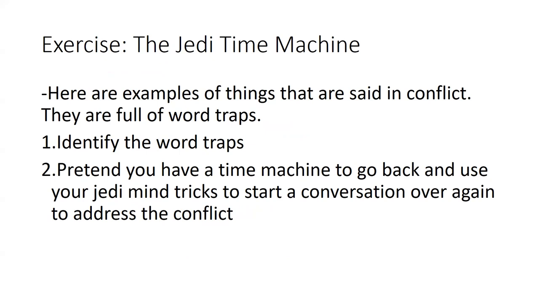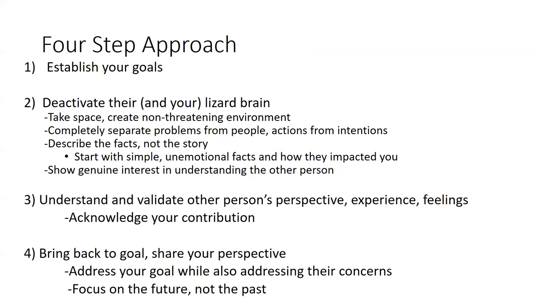And in the breakout groups, they will be posted as a link, and we'll have breakout groups on Zoom as well. There are six scenarios that are listed here. I'd like you to take 35 minutes to go through these six scenarios. In these six scenarios is a brief vignette, and then there is an example response of things gone awry. And what you have to do with that example response is underline the word traps that you identify, things that will deliberately make this conversation a lot worse. And I want you to rephrase it using the Jedi mind tricks and using the four steps: establish your goals, deactivate the lizard brain, understand where the other person's coming from, and bring it back to your goal.